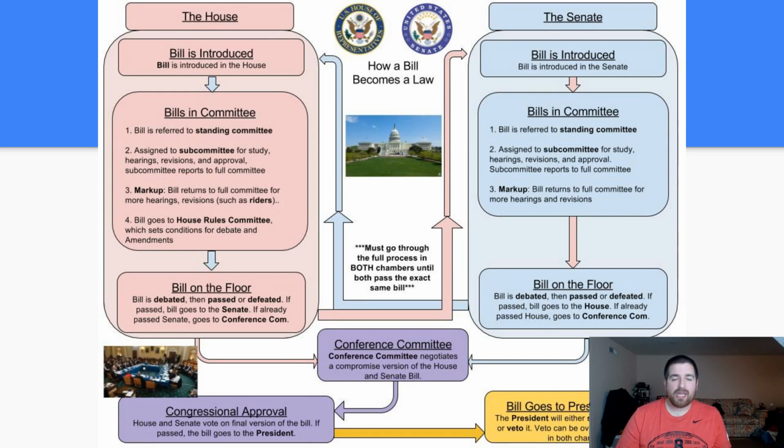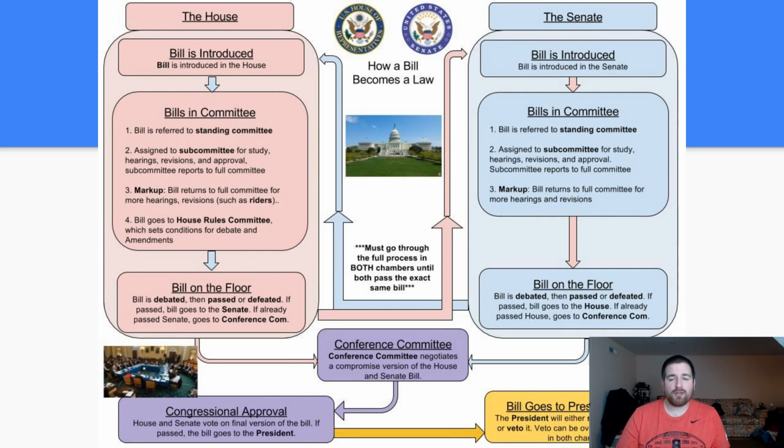Now, let's say that bill gets through conference committee, it goes back through the House and the Senate. Both of them agree on all the changes that were made. They both passed the House and the Senate. Hooray, we have a bill passed, and now our tax bill will go on to the President of the United States. So the bill goes to the President's desk.